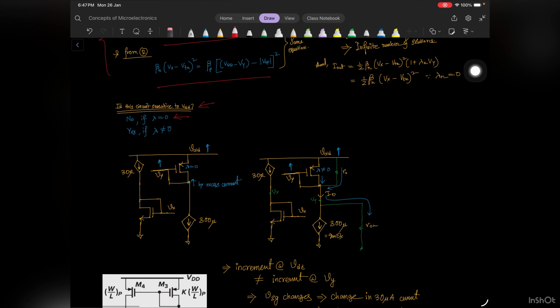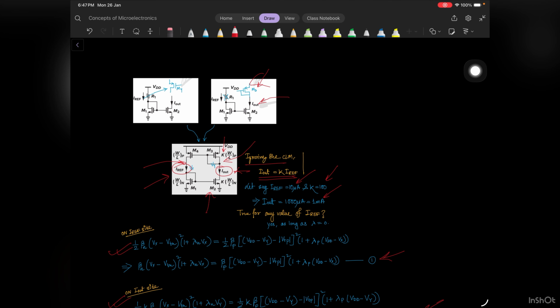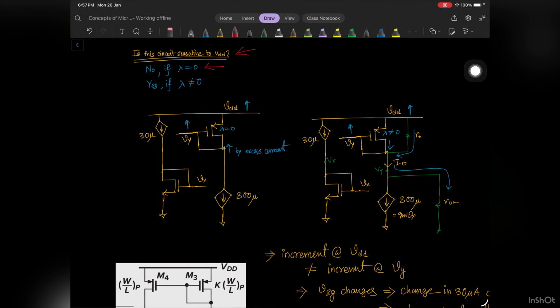Let's see how. Let's say we have M4 and M2, which are basically current sources, and M1 and M3 are basically your diodes. What I am doing is replacing M4 and M2 with dependent current sources. This is for M4, this is for M2, and we are assuming that on the left-hand side we have 30 micro of current, and on the right-hand side we have a factor of K equals 10, so we have 300 micro of current.